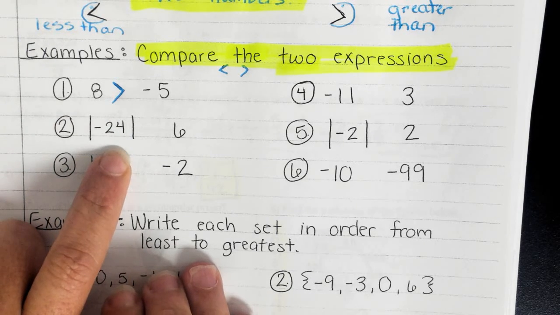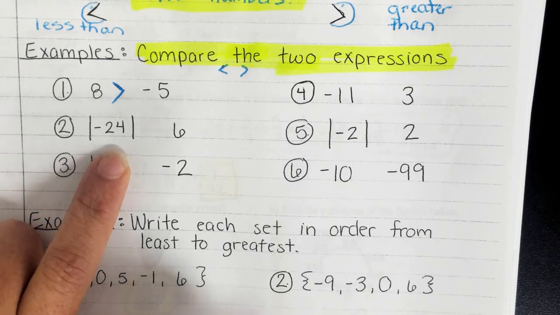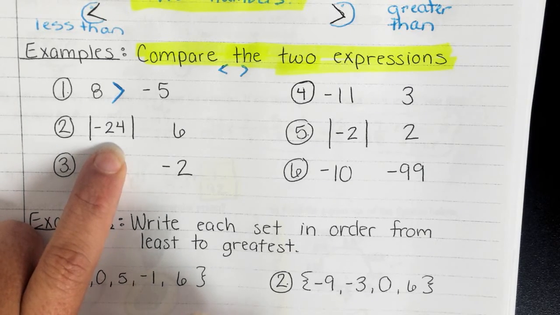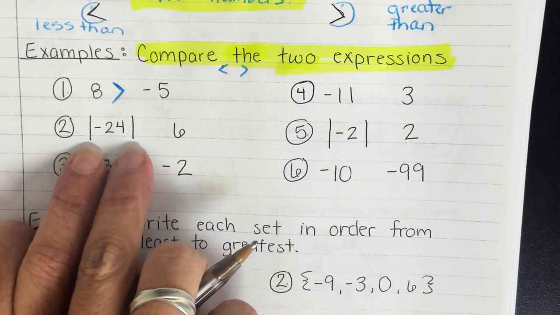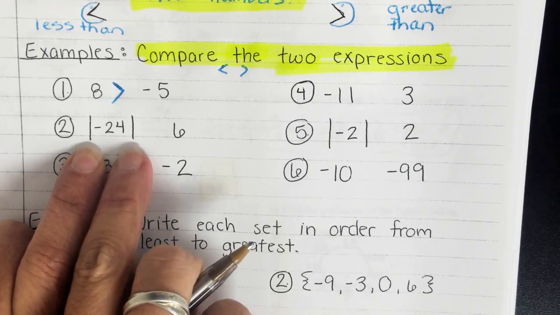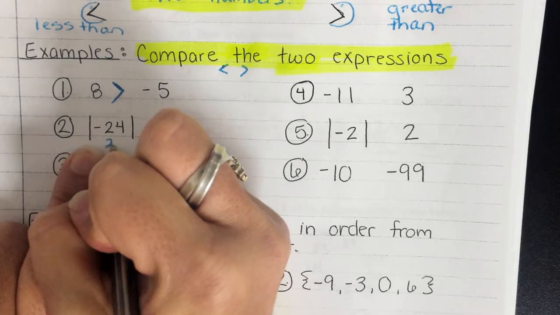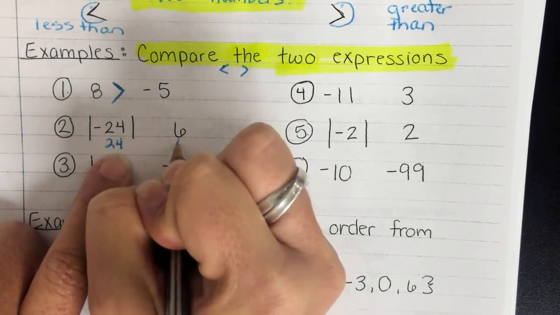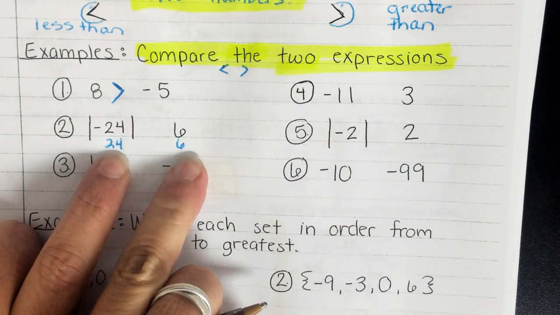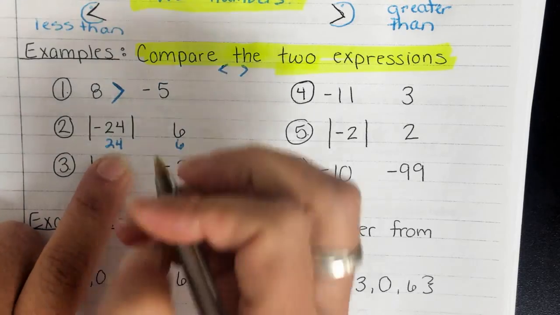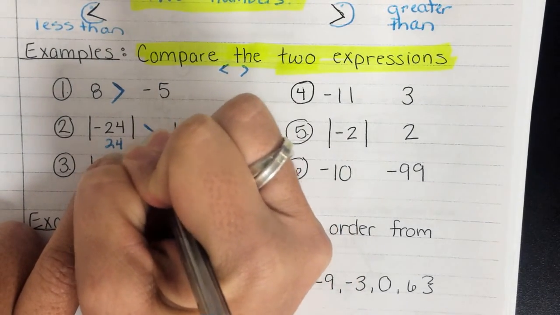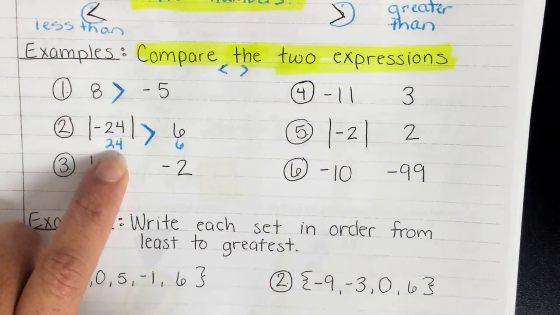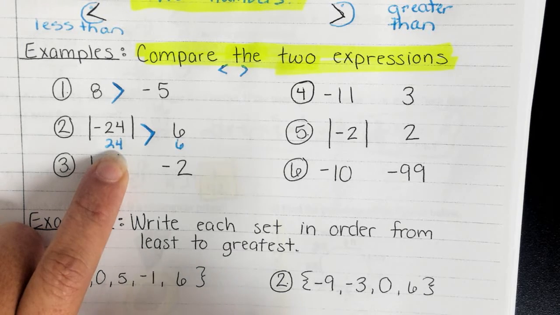Number 2. Now, this is where the trickier part comes in. That means absolute value of -24. I want you to think about it. We just learned this, so we need to change it to 24. This side is 6. And think of these two numbers. Which is bigger, right? 24 is larger. So watch for those absolute value bars.